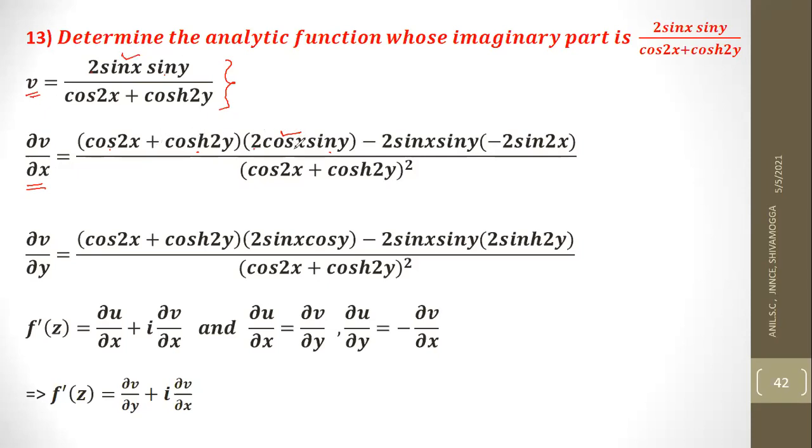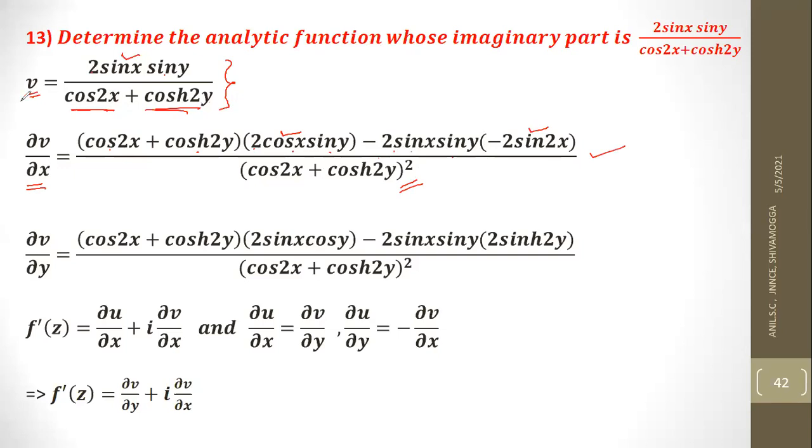Denominator into differentiation of numerator, minus numerator, that is 2 sin x sin y, into derivative of the denominator. Derivative of cos 2x is minus 2 sin 2x. And this cos hyperbolic 2y is to be treated as constant, therefore its derivative will be 0. Whole divided by denominator square. This is partial derivative with respect to x.